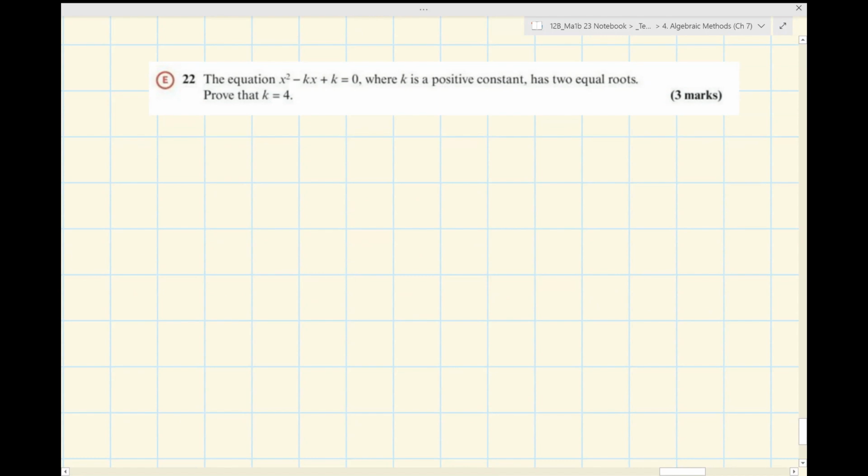Question 22. I have an equation, and the equation is x squared minus kx plus k equals 0, where k is positive. Where this equation has two equal roots, it says prove that k must be 4. Well, if this equation is going to have two equal roots, then it needs to only have one solution, which means the discriminant must equal 0. So what this is asking me to do is to show that if the discriminant equals 0, then k must be 4. So let's say that the discriminant must be 0. So that means that b squared minus 4ac must be 0. Why is that? Because there is only one solution.